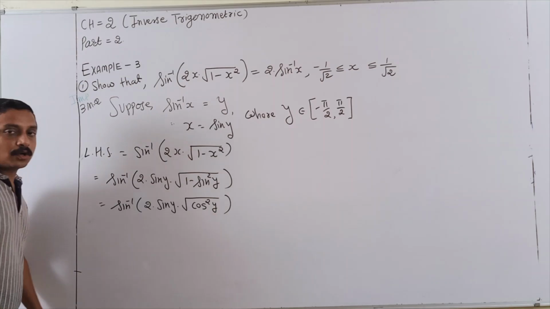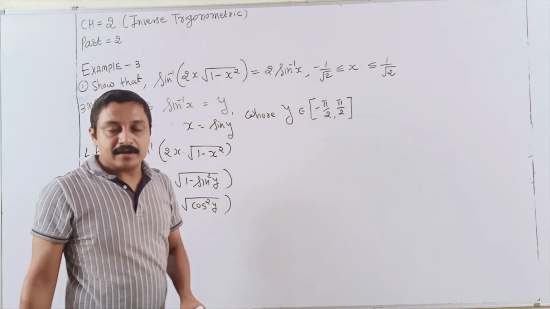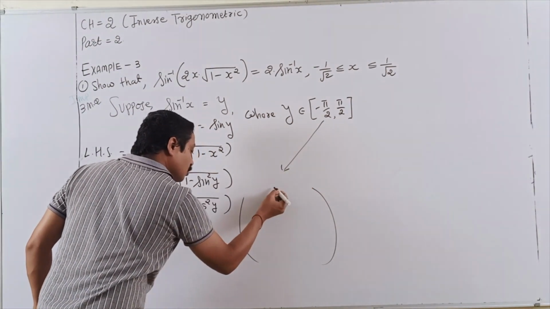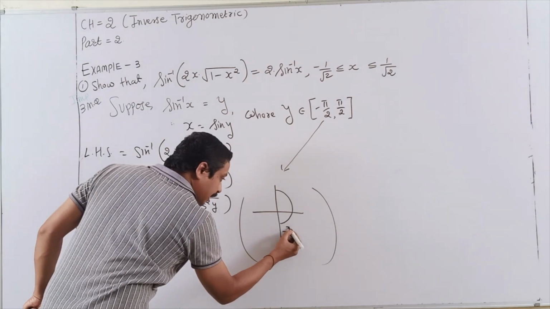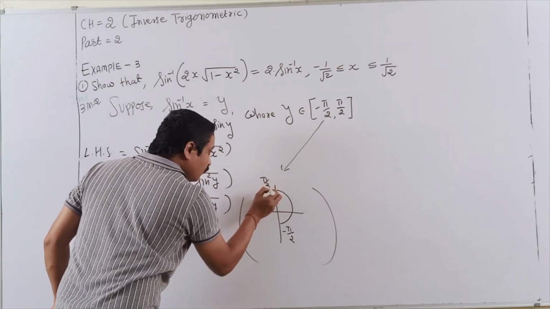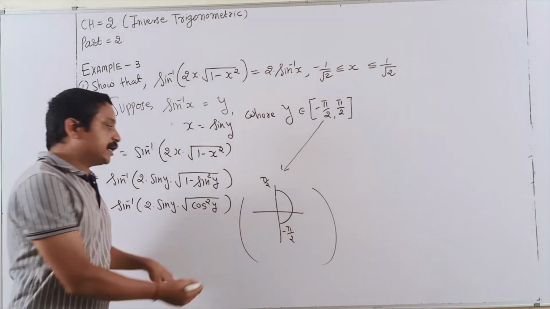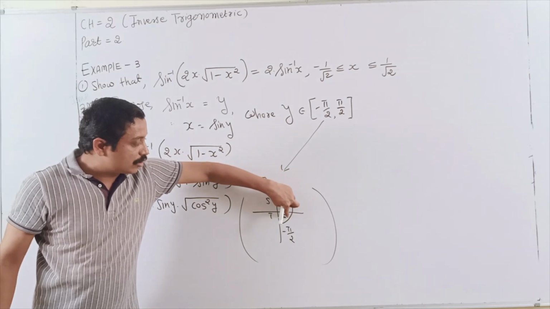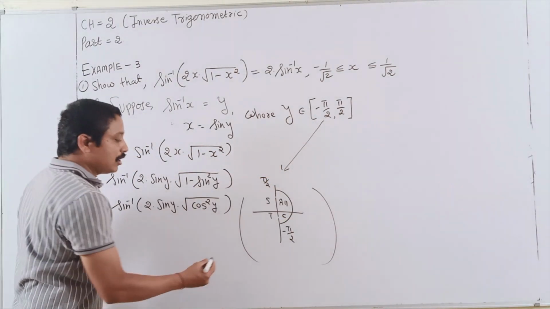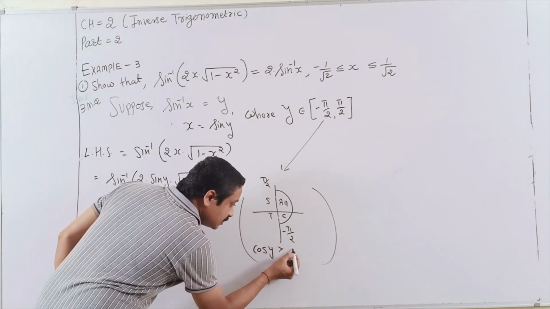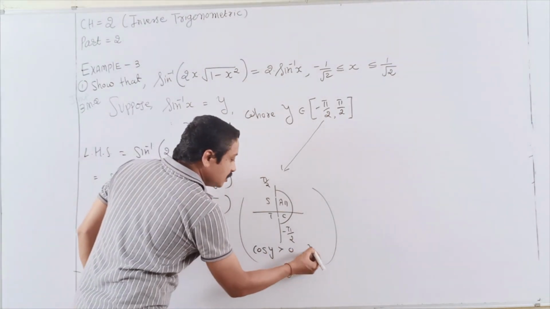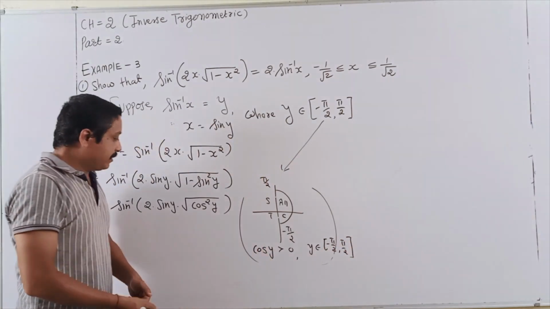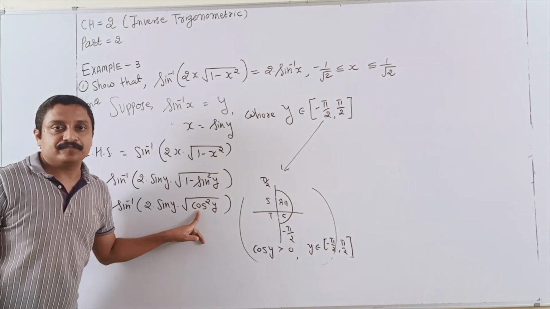Now students, you know the square root of cos square y may be positive or negative, but we have a known condition. What is our range? Minus 90 to 90 for y. So in minus 90 to 90, we are in the first quadrant and fourth quadrant. Cos value is purely positive. Cos y is greater than 0, because y belongs to minus 90 to 90. That's why I mention here this answer is positive.